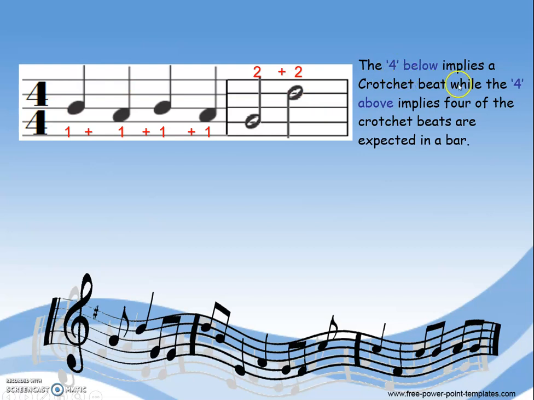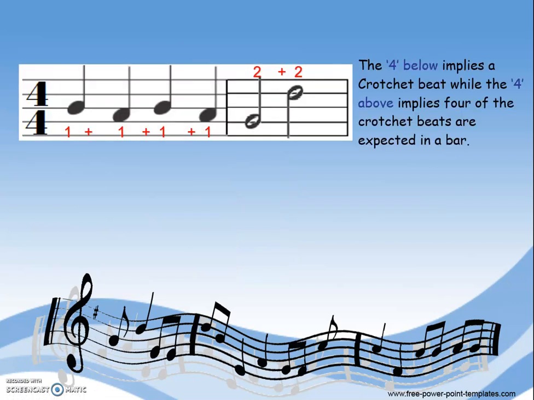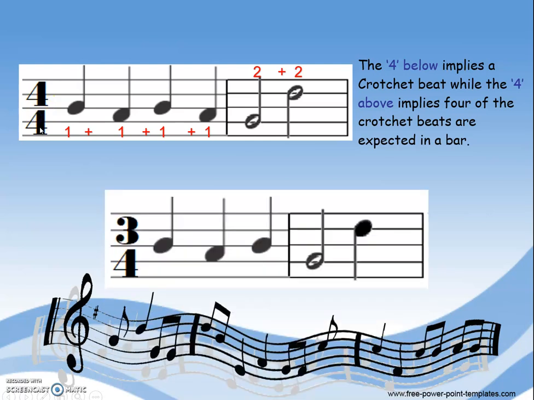Now look at this 4 4. The 4 below implies a crotchet beat, while the 4 above tells us that there are 4 crotchet beats. Now remember, 4 represents crotchet from what we just saw here. So the 4 under here represents crotchet. It means that we are counting in crotchets. So 1 crotchet plus 1 crotchet, these are 4 crotchets.